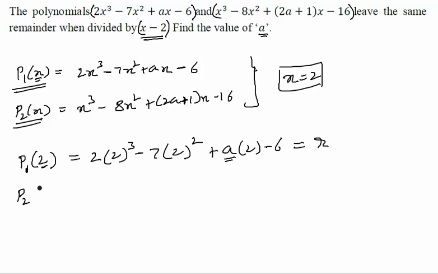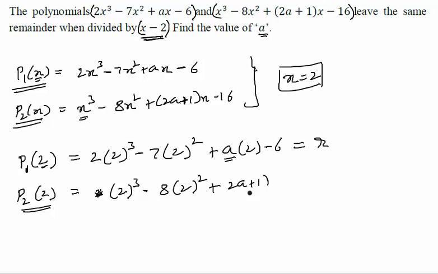Similarly, if you have to calculate the remainder when we divide the second polynomial by x minus 2, then all we have to do is find the value of the second polynomial at x equal to 2, which means that I have to calculate, sorry, not 2 into 2 cube, just 2 cube minus 8 into 2 square plus (2a plus 1) into 2 minus 16, right? This should give me the value of the remainder.